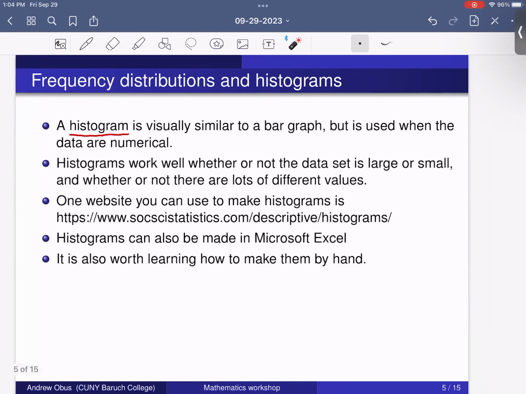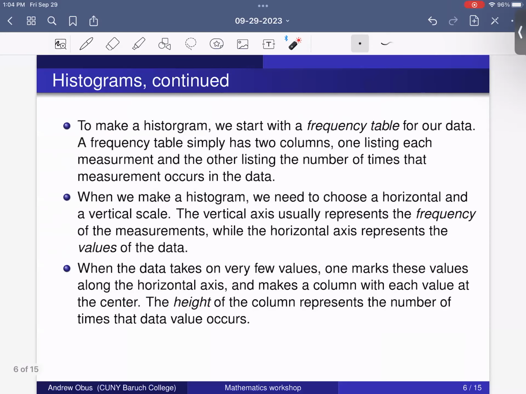All right. So to make a histogram, what do we need? We have to start with something that's called a frequency table for our data. So we saw this last time for categorical data, but you can do this for numerical data also. So a frequency table, what is it? It just has two columns, one listing each measurement, and the other listing the number of times that measurement occurs in the data.